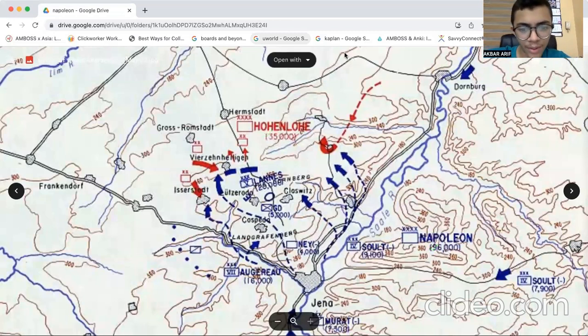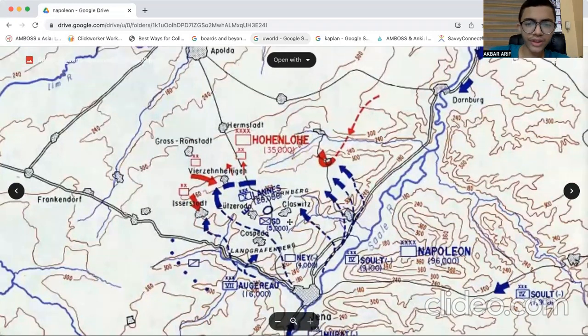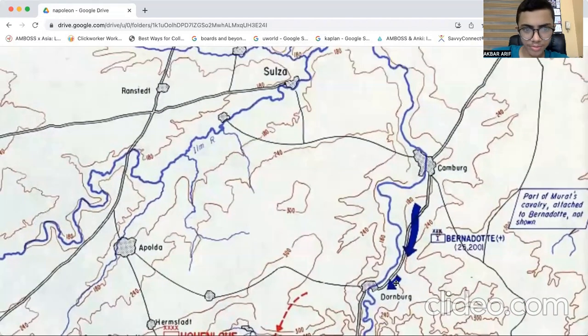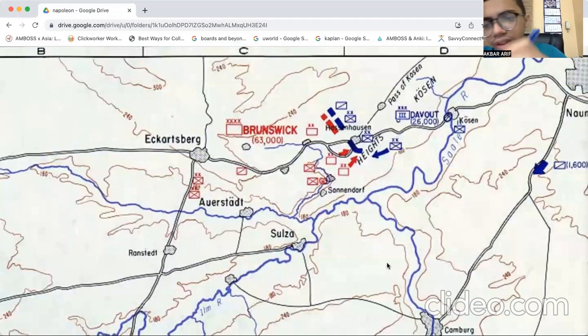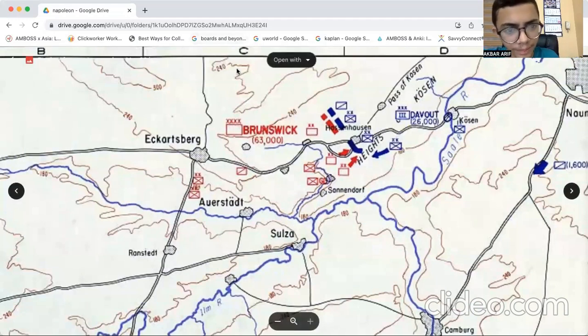Now, if we move out to some other region, the region of Auerstedt, see what's happening here. Marshal Davout is here with his third corps. I'm going to annotate this as well. Marshal Davout, with his 26,000 troops, is against a 63,000 corps of Commander Brunswick. You would expect Marshal Davout to lose, right? No, Davout wins by his great tactics.